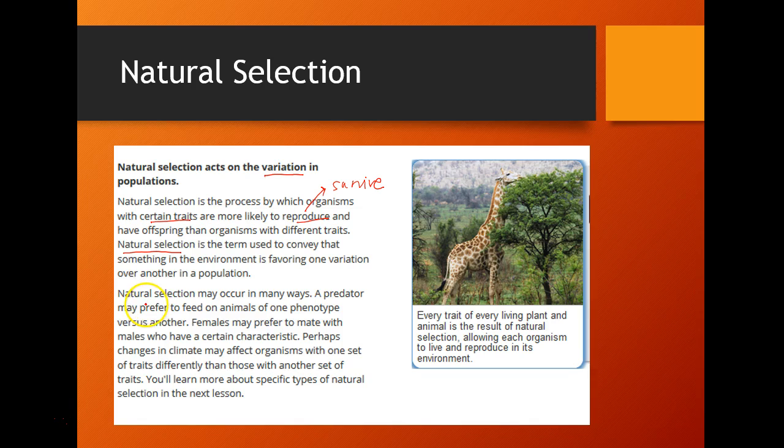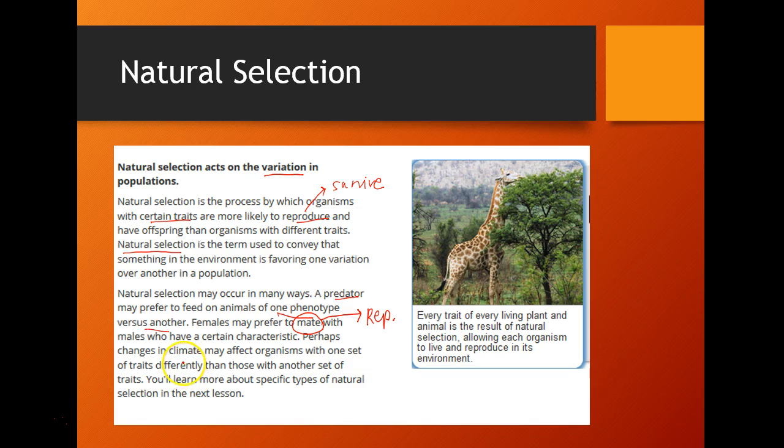So this can happen in many different ways. It could be that a predator, someone who eats an organism, may prefer to feed on animals of one phenotype versus another, maybe because they can see one organism better than the other. Or it could be that females prefer to mate with males who have certain characteristics. So it could be like a larger horn or prettier feathers, etc. Remember, mating is important because reproducing is an important aspect of preserving your alleles.